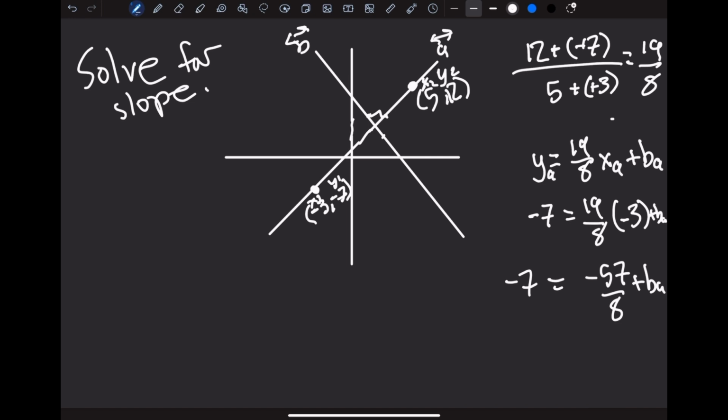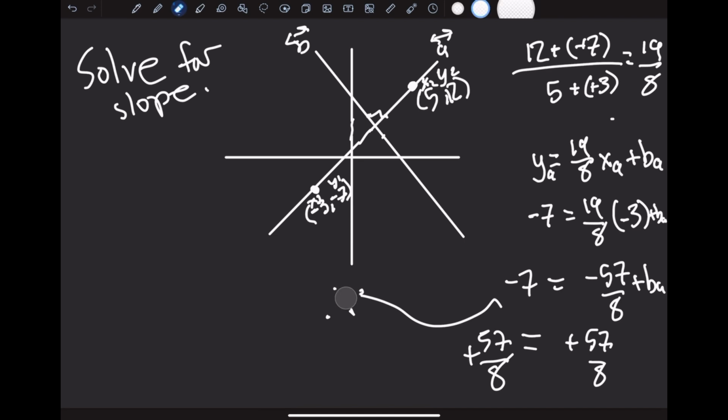So then now we have to add positive 57 over 8 to both sides, plus 57 over 8. So now relate this back over here. Sorry, kind of scribbling. So to relate it back, we would say negative 7 plus 57 over 8 is equal to BA.